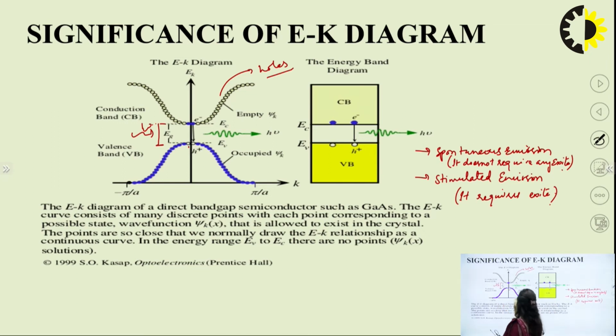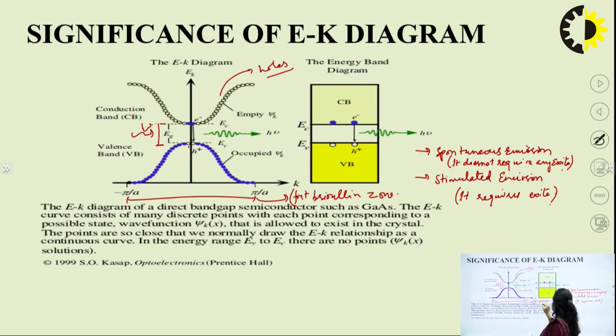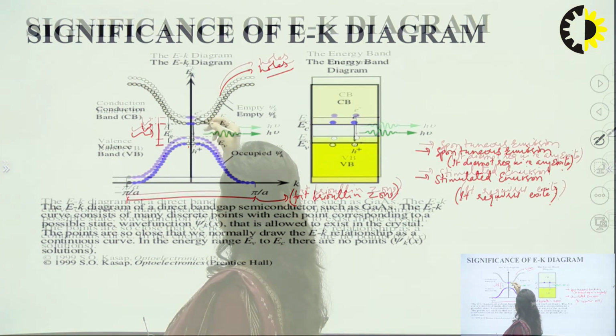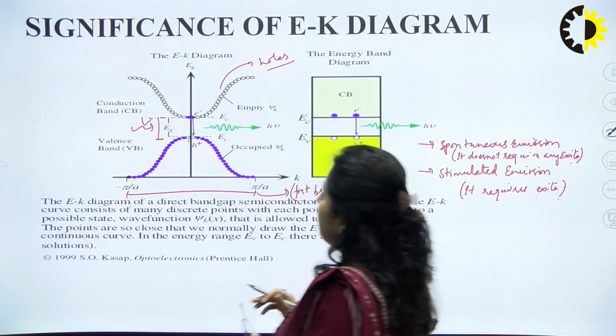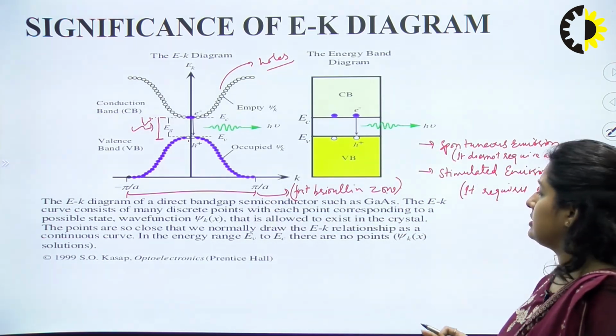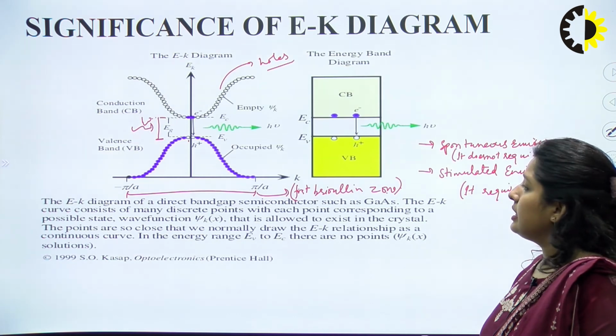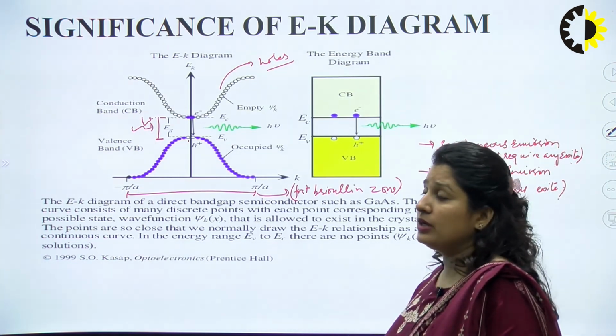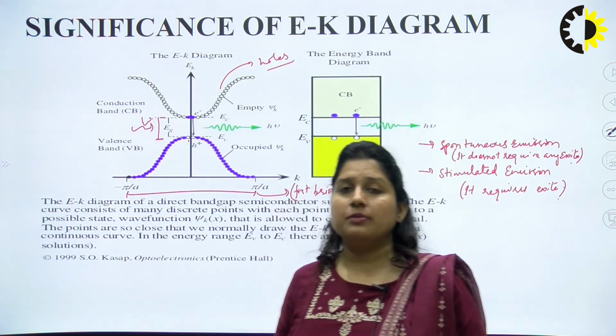So from here to here it is minus pi by a to pi by a. This is the first Brillouin zone, which we have already discussed in the last slide. This first Brillouin zone shows the occupancy of the electrons in the valence band as the electrons move from the conduction band to the valence band. So the EK diagram of a direct band gap semiconductor such as gallium arsenide, which we have discussed, is basically important for the purpose of making LEDs or lasers.